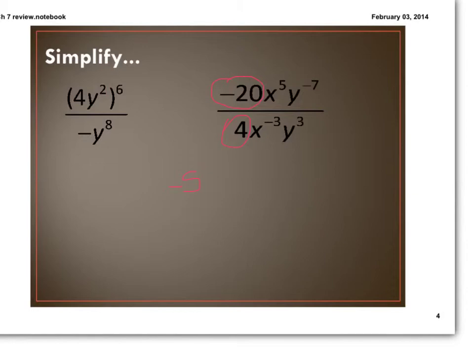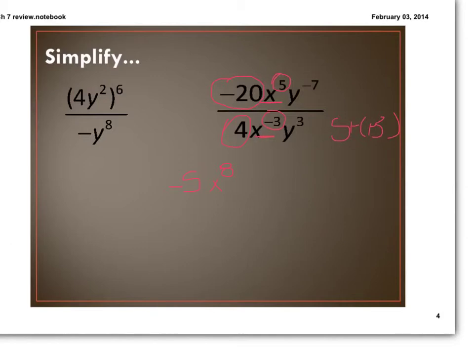So the next part we have would be x to the 5th divided by x to the negative 3rd. Again, I'm going to subtract. So 5 minus a negative 3. 5 minus a negative 3, we're going to add, so that's going to be 8. So that's going to be x to the 8th power.